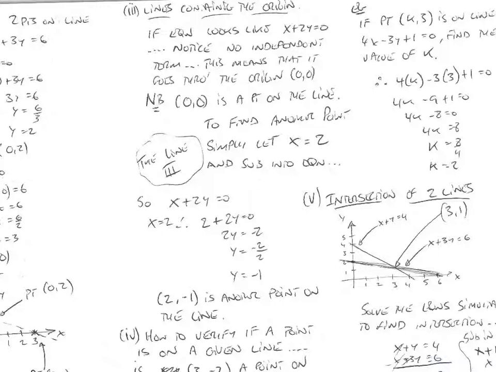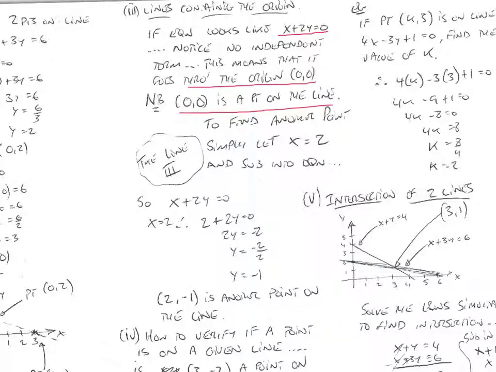Lines containing the origin. If an equation looks like x plus 2y equals 0, i.e. there's no independent term like x plus 2y plus 5 equals 0, there's no independent term there like a plus 5. So if it looks like that, this means that it goes through the origin. In other words, (0, 0) is a point on the line.